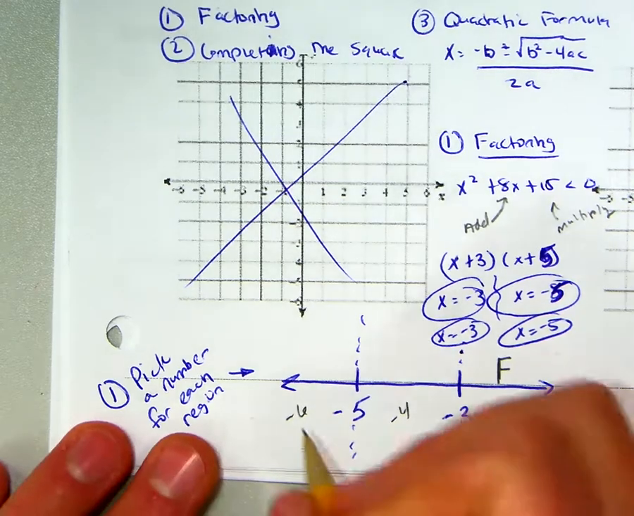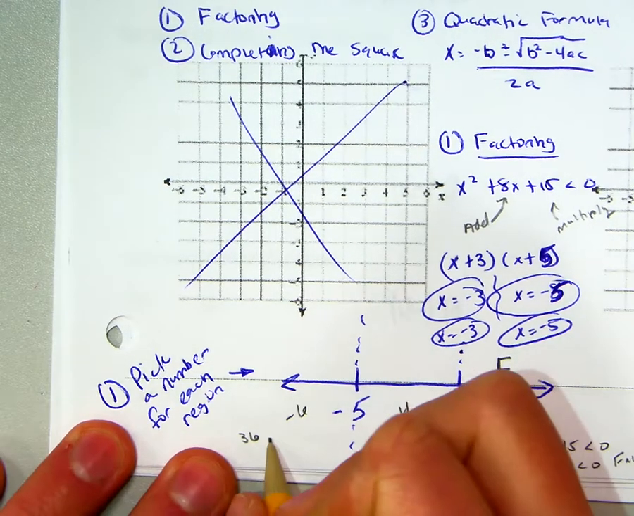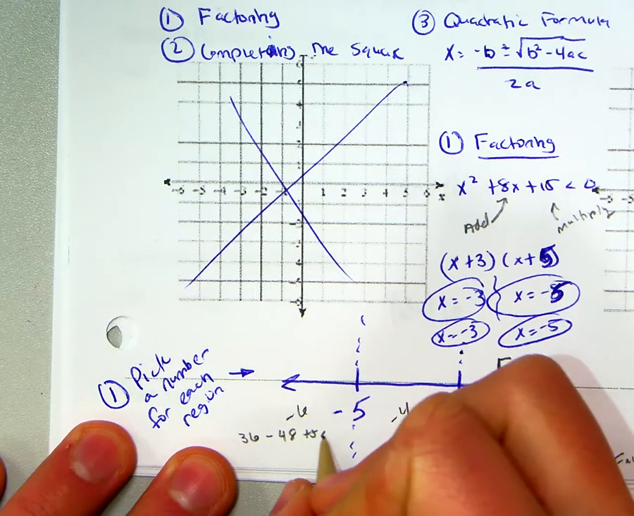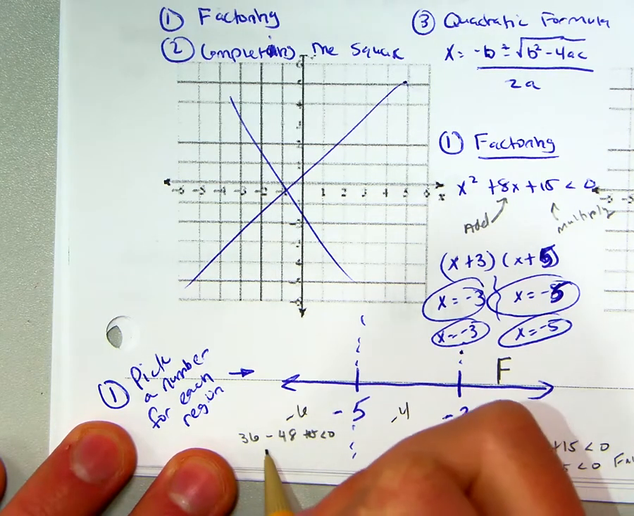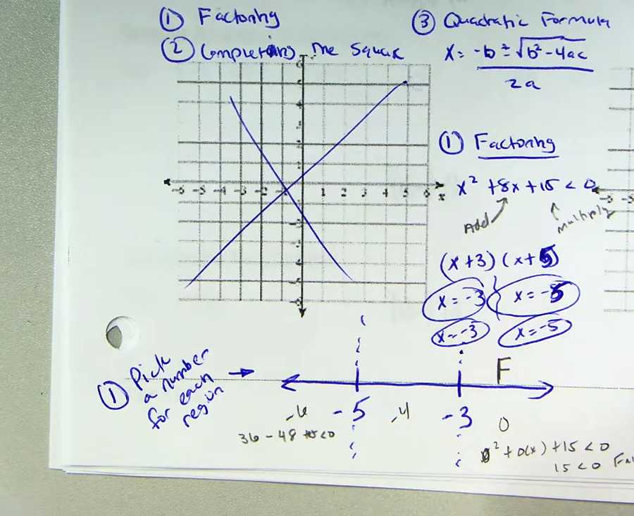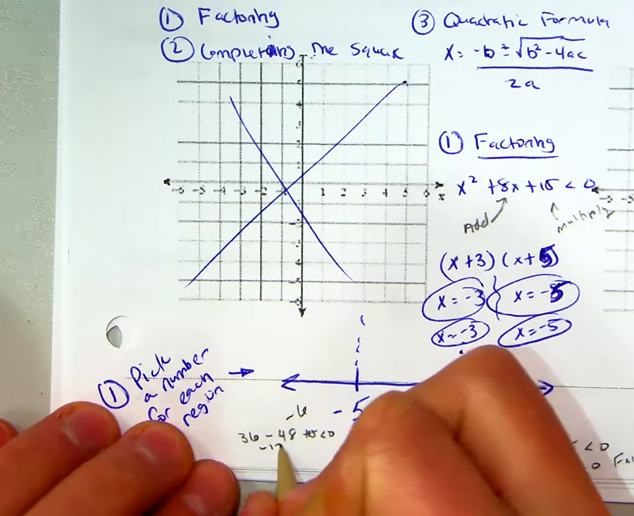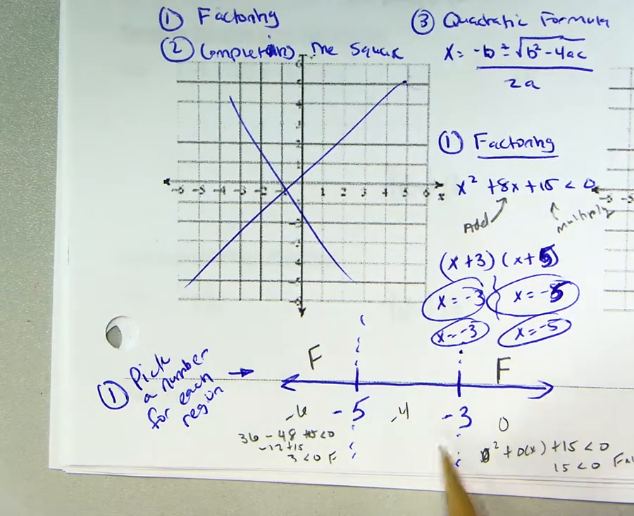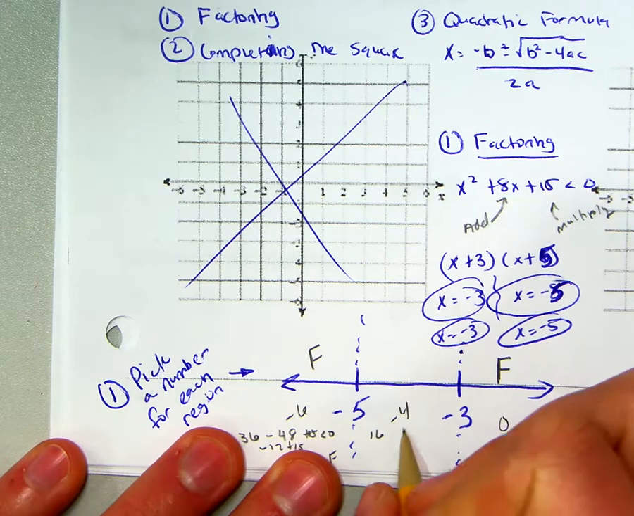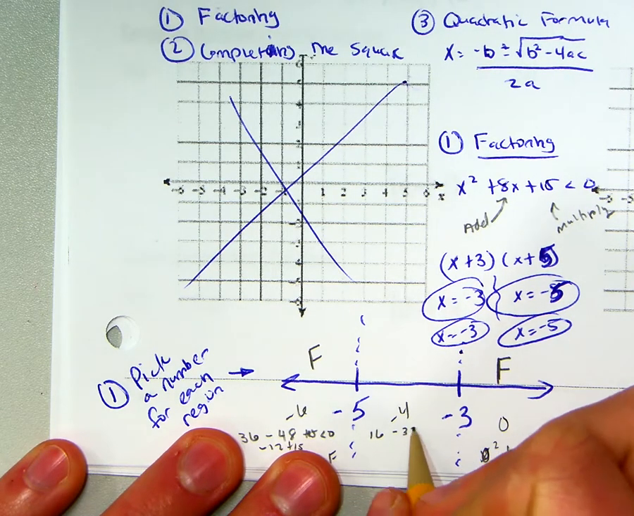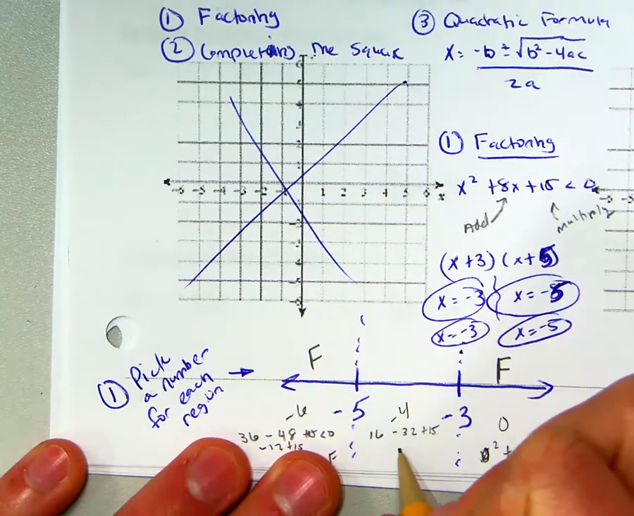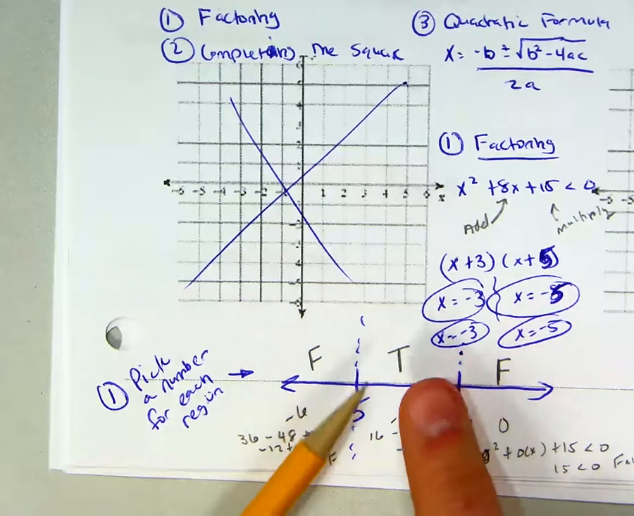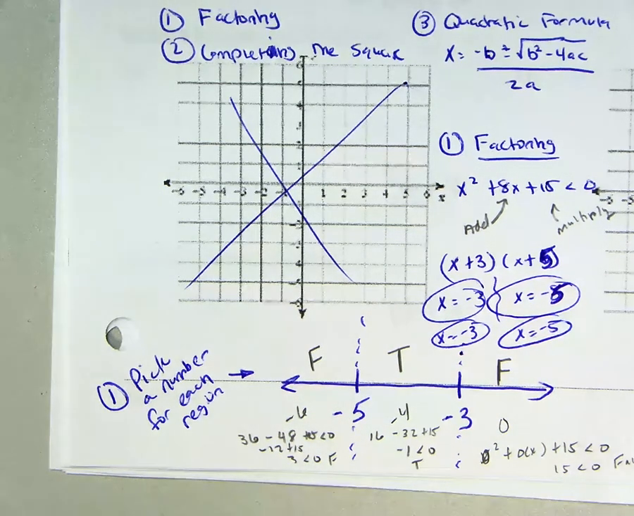You can try with negative 6. So you get 36 because you take negative 6 squared, minus 48 plus 15 is less than 0. So 36 minus 48 is negative 12, plus 15 is 3. Is 3 less than 0? No, that is false. And then when you try negative 4, you get 16 minus 32 plus 15, so you get negative 1 is less than 0. Oh, that's true. Perfect.